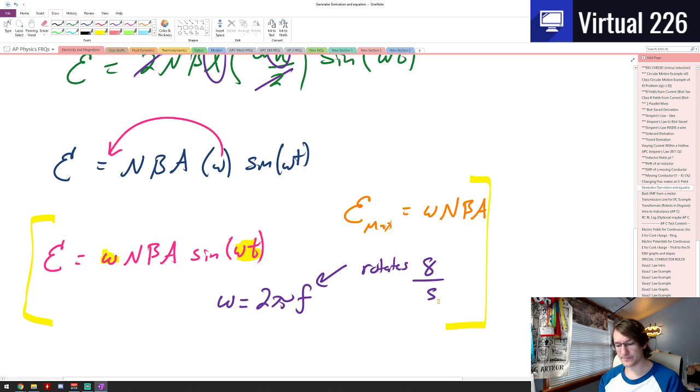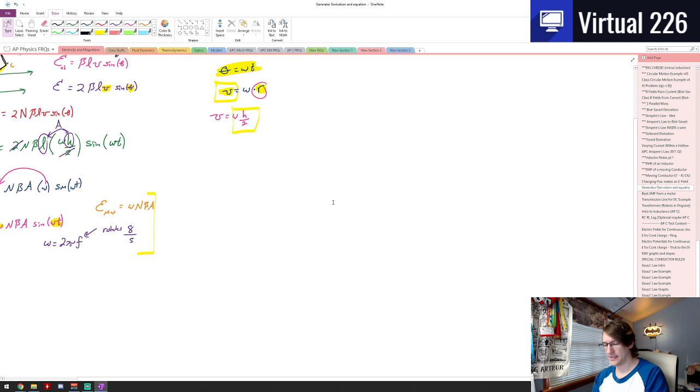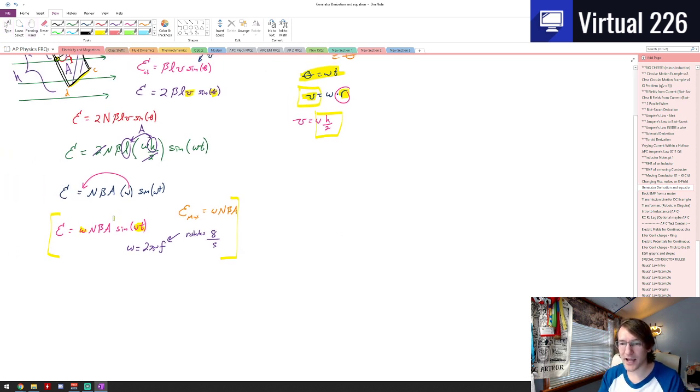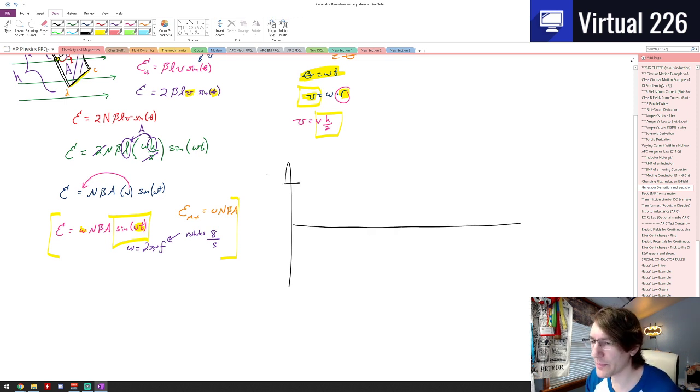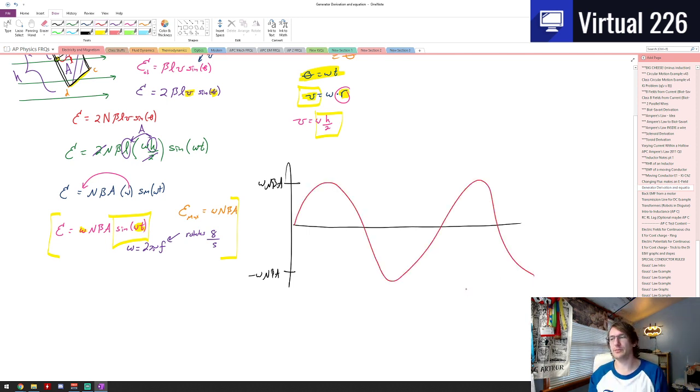A kind of weird thing about this, though, whenever you're rotating this through, is that because this has this entire sine component, and the WNBA or the omega NBA is going to be a max, what this means is if you go to plot this, whoa, that's a bad looking horizontal line, slightly better. The max is going to be omega NBA, and the min is going to be negative omega NBA. But the rest of it just follows a sine function. It goes like this. Poorly drawn by yours truly, but you get the idea.